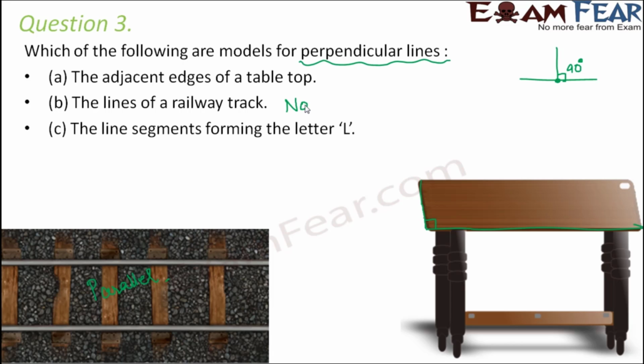Let's look at the next one. The line segments forming the letter L. So if you focus properly on the letter L of the English alphabet, you see that this line is perpendicular to this line, because both the lines intersect at this point, and that too at 90 degree. So yes, they are a model of perpendicular lines. The letter V. If you look at letter V, here also these two lines intersect at this point, but the angle at which they intersect is an acute angle. So this is not a perpendicular line.